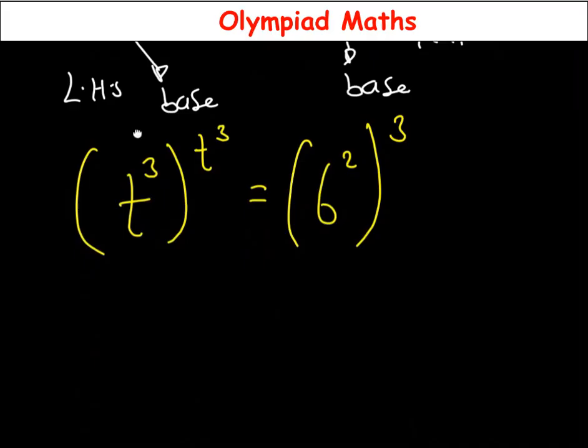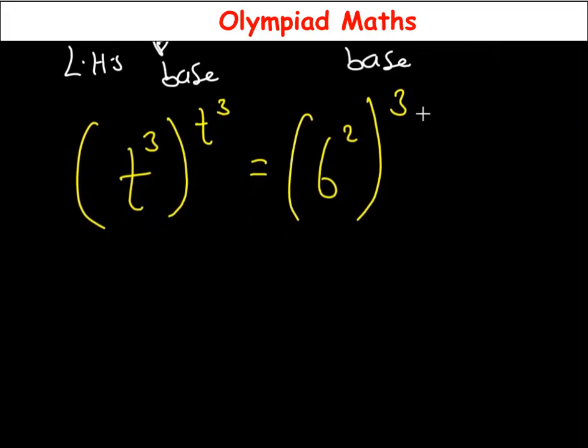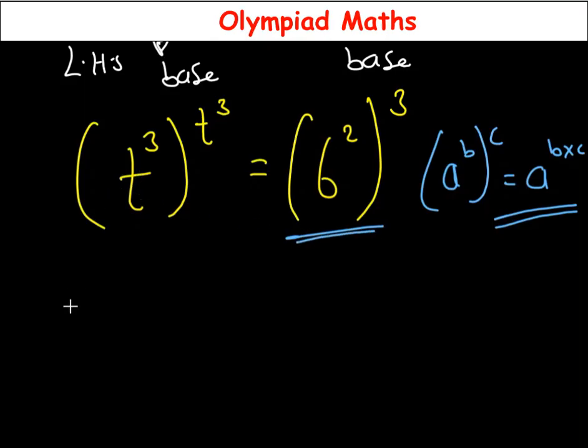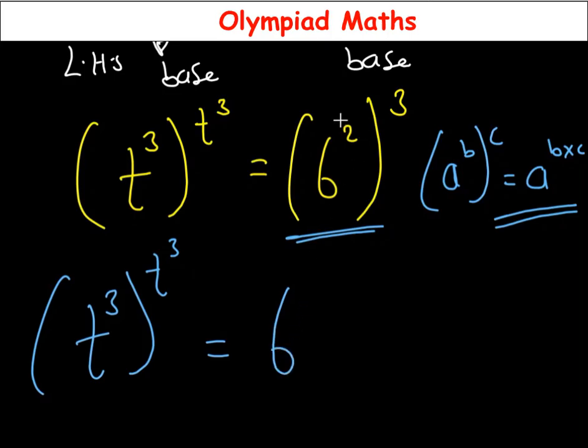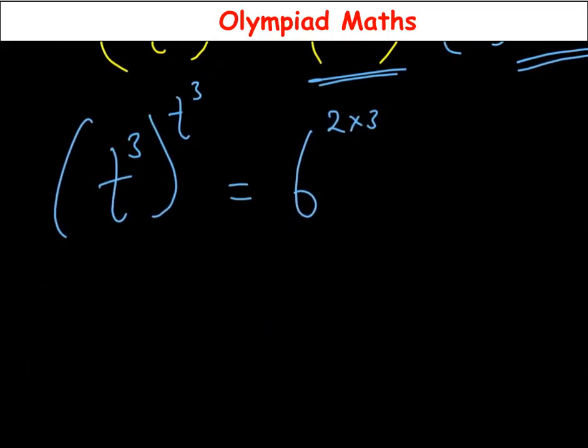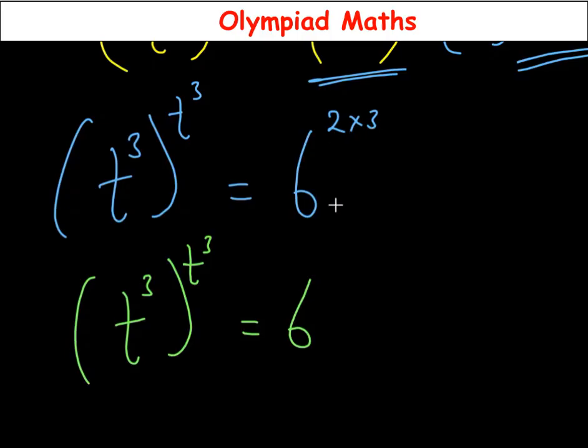And from here, we are then going to apply a rule. And the rule is this: if you have, in brackets, a raised to power b, all power of c, this equals a raised to power b times c. So applying this rule right here, this then becomes t raised to power 3, all power of t raised to power 3, and this is equal to 6 raised to power 2 times 3. Good. So from here, we have it as, in brackets, t raised to power 3, all raised to power t raised to power 3 is equal to 6, all raised to power 2 times 3, which is 6.